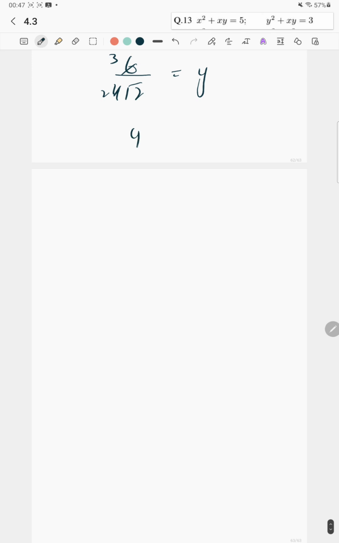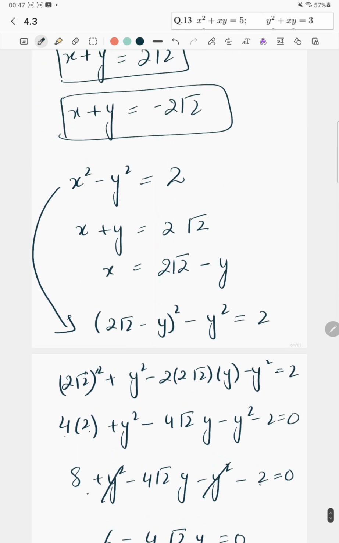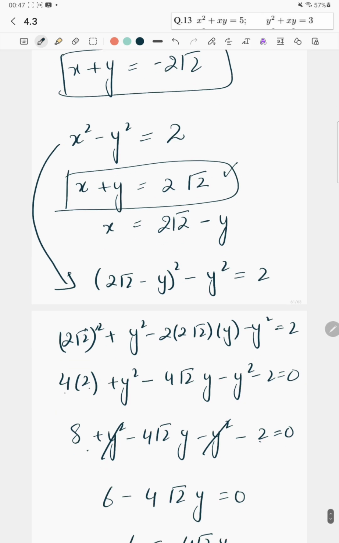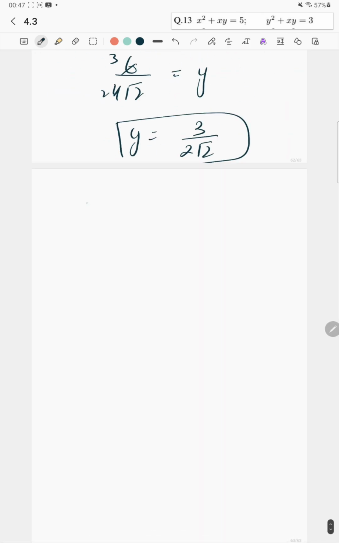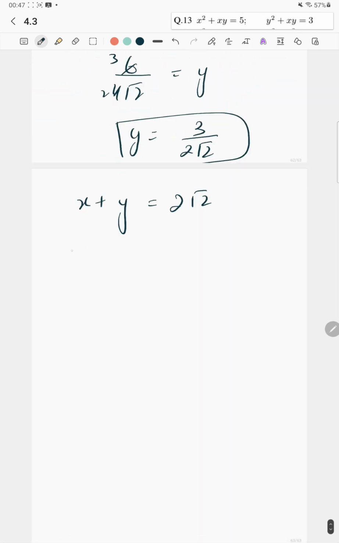So y is equal to 3 over 2 square root 2. We get the answer for y. Now for getting the answer of x, I will use this equation and put the value of y here. x plus y is equal to 2 square root 2. This is the equation. And now I'm going to put y over here: 3 over 2 square root 2 plus x is equal to 2 square root 2.